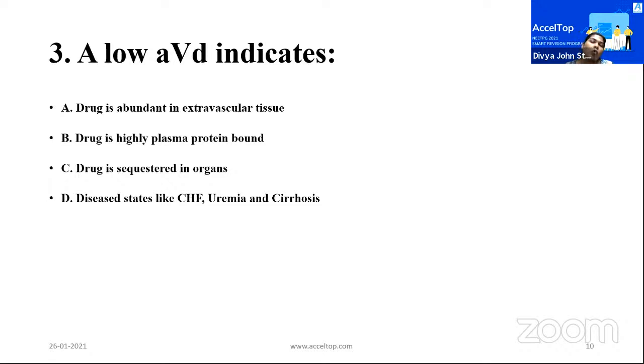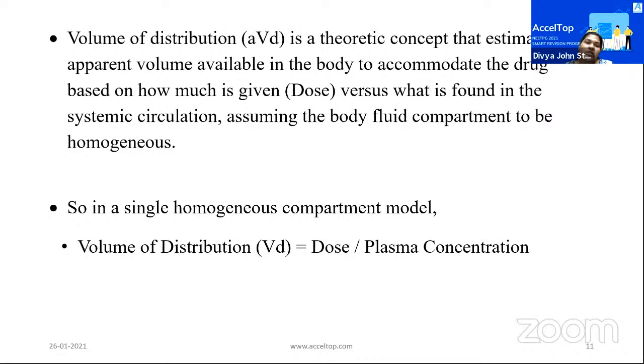So what does a low volume of distribution necessarily mean? We'll look into the concept of volume of distribution. Volume of distribution is a theoretic concept that estimates the apparent volume available in the body to accommodate the drug, based on how much of the given dose is found in systemic circulation, assuming the body fluid compartment to be homogeneous. In a single homogeneous compartment model, volume of distribution is essentially the dose administered divided by the plasma concentration that is available to accommodate it.